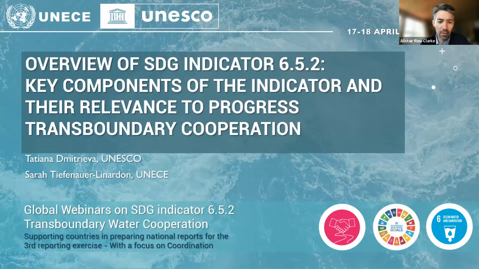But let's move swiftly on. We're running a little bit over, so I would invite Tatiana and Sarah Tiffinara-Lunardon from UNECE to provide us with an overview of the SDG indicator 6.5.2, and please try and keep it as quick as you can. I know there's a lot to go through, but given the time, thank you. So I think Tatiana, over to you first.